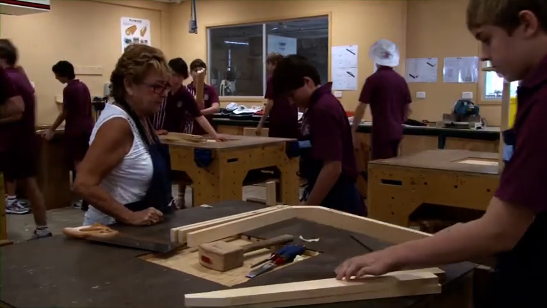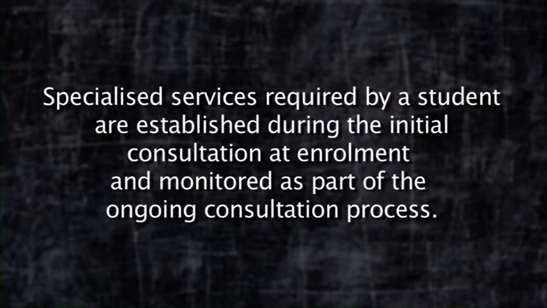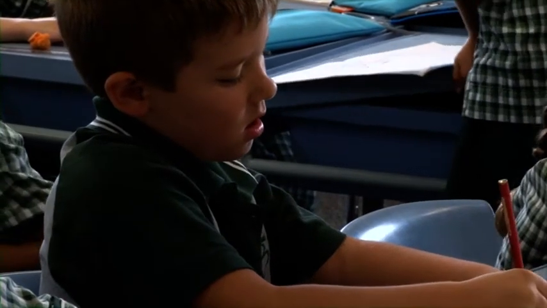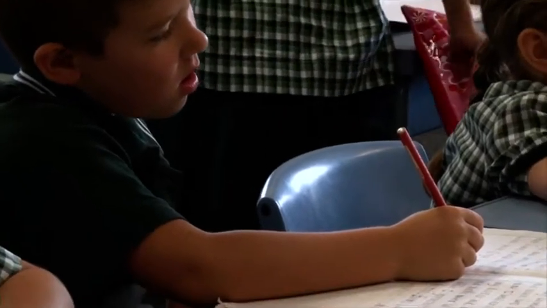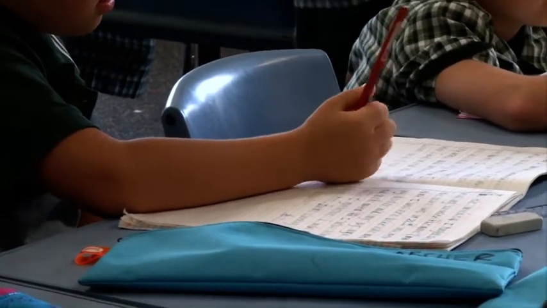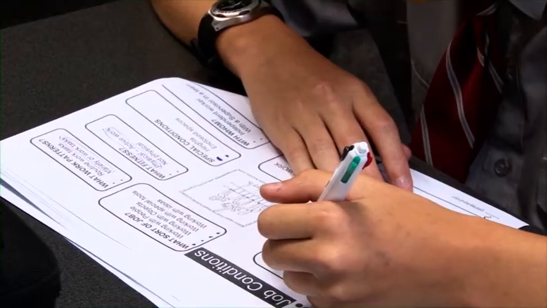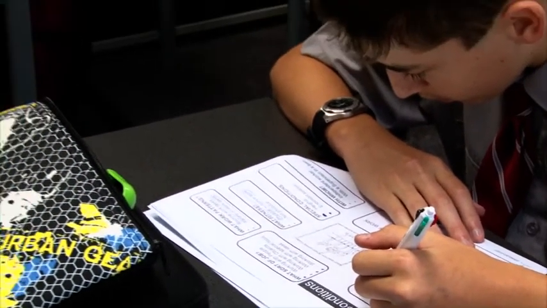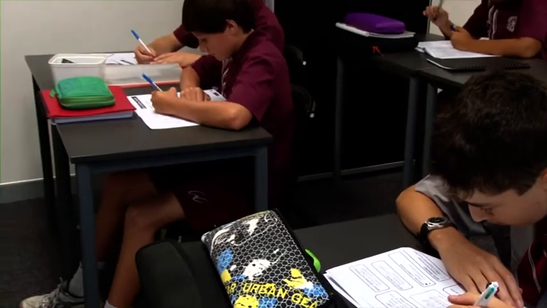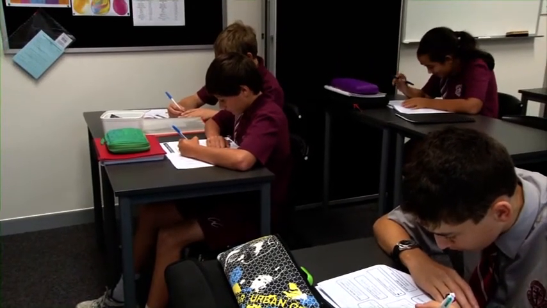It is important, therefore, that the specialised services required by a student are established during the initial consultation at enrolment and monitored as part of the ongoing consultation process. The disability standards acknowledge that judgments about what amounts to a reasonable adjustment may change over time, and this should be made clear during the consultation process. If deterioration or improvement of the disability is noted, then there should be a reassessment of the support services required.